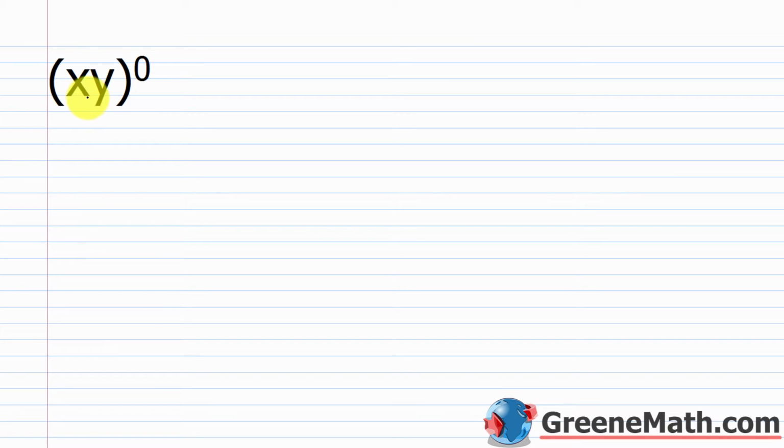So we have x, y. This is raised to the power of 0. It's inside of parentheses. So this is equal to x to the power of 0 times y to the power of 0. And each is going to be equal to 1. So you get 1 times 1, or just 1. But kind of the shortcut is to realize that, okay, both are raised to the power of 0. So this whole thing is raised to the power of 0. So that's just going to be equal to 1.